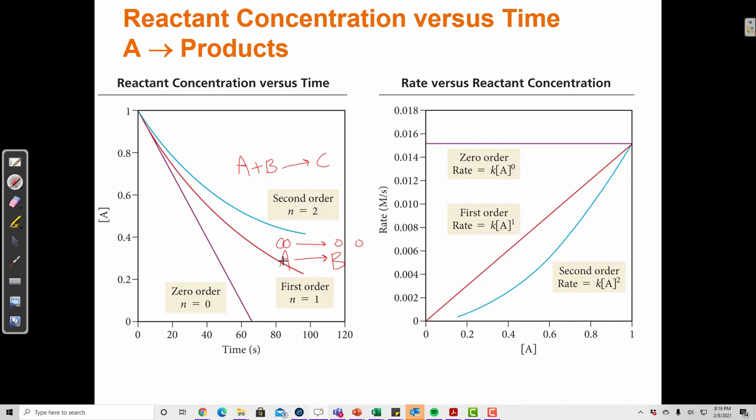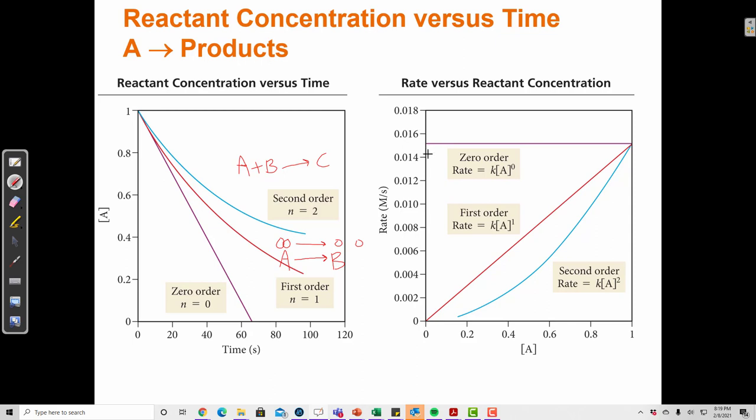Down here in a first order reaction, this doesn't depend on running into anything. So it doesn't slow down as fast. But in this one, because A and B have to run into each other, that's kind of a rare event. So when there's a lot of A and B, it happens often, but when there's less A and B, it becomes less and less likely that they're going to run into each other. So the reaction slows down a lot faster. Second order reactions slow down faster than first order.